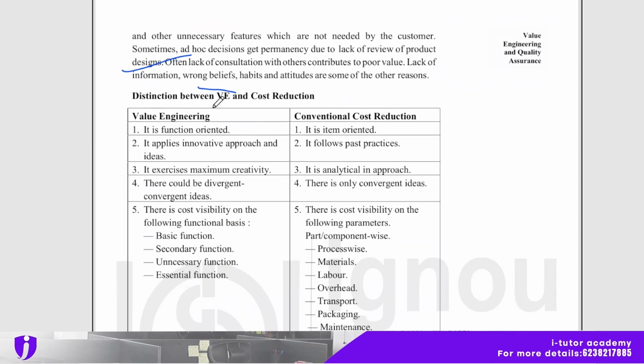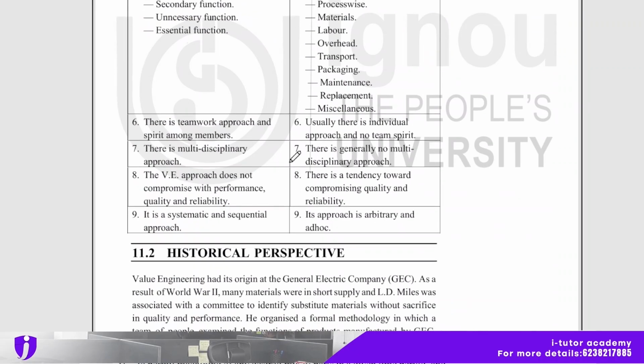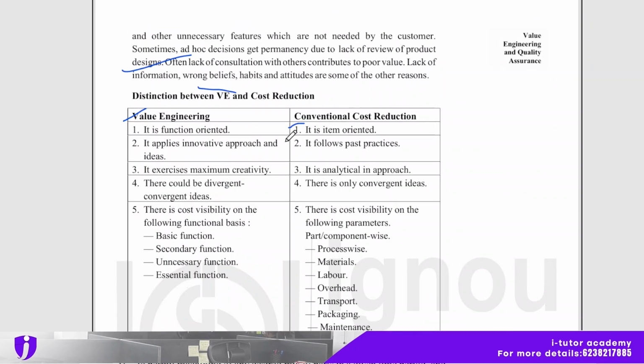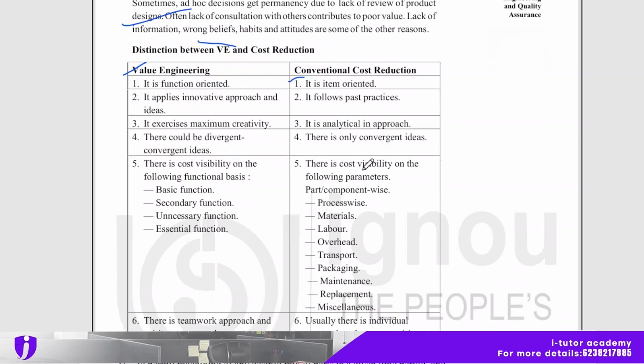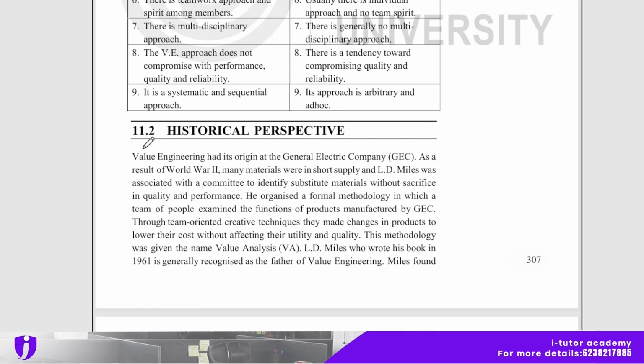Okay, so here is one table. This is a distinction between VE and cost reduction, that is value engineering and conventional cost reduction. So please differentiate both. Here 9 points are there on each side, so you will get a distinction between VE and cost reduction. Refer to your study material also. In between, if you have any doubts, you can contact us anytime.